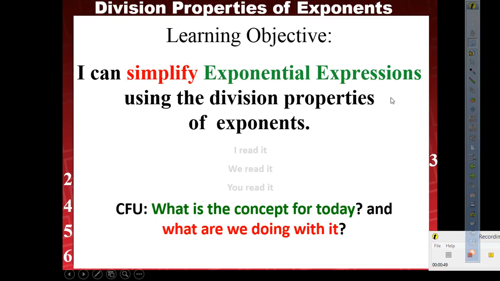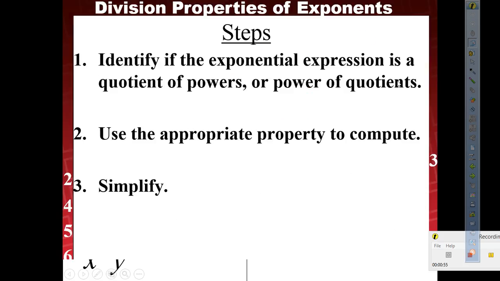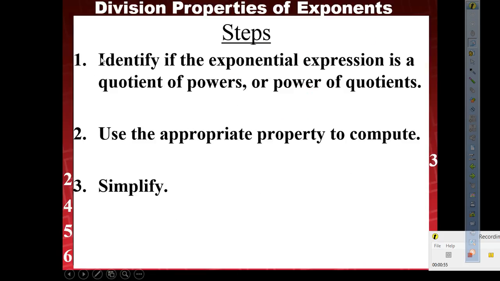So once again, we know what exponential expressions are. Is that correct? Yes, Mr. Q. All right, good. We know the steps also. Identify the exponential expressions, but we're going to look at quotient of powers, power of quotients, and the same thing for the rest, compute and simplify. So on your paper, copy this, please. Quotient of powers property.